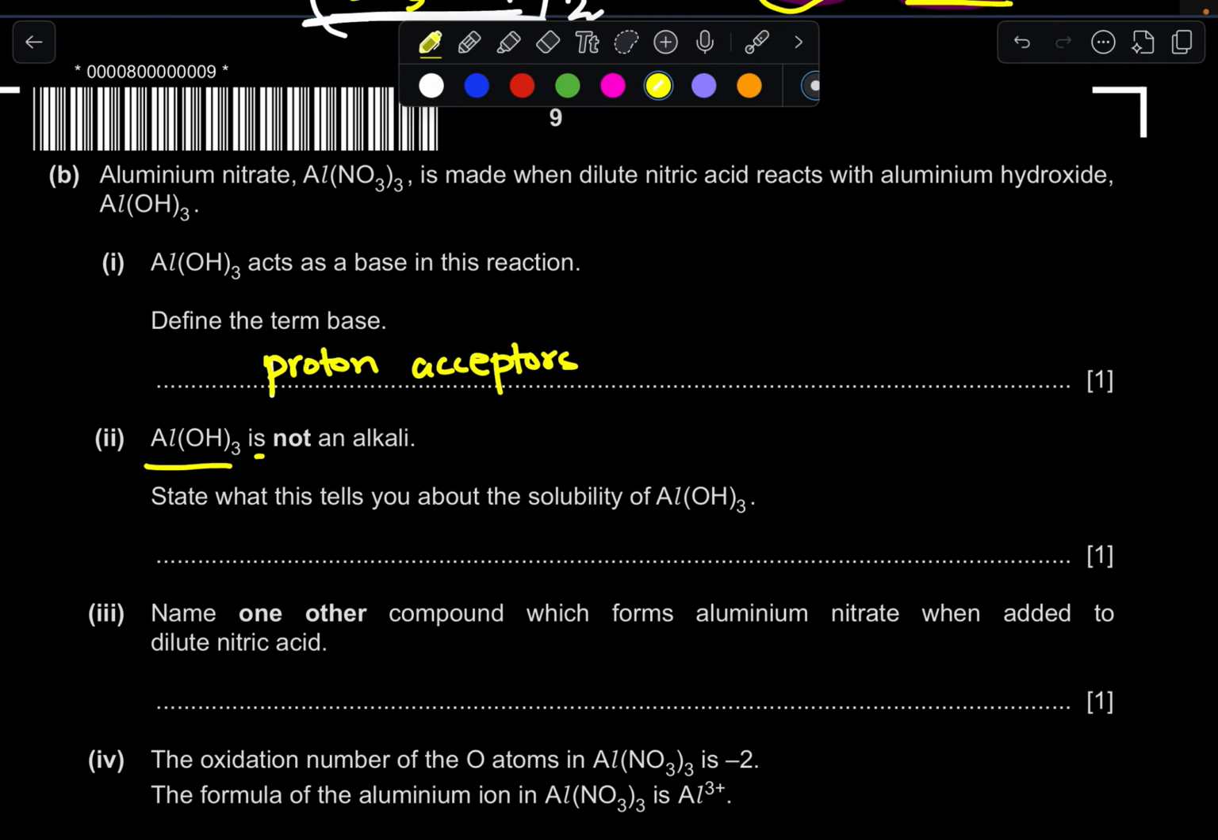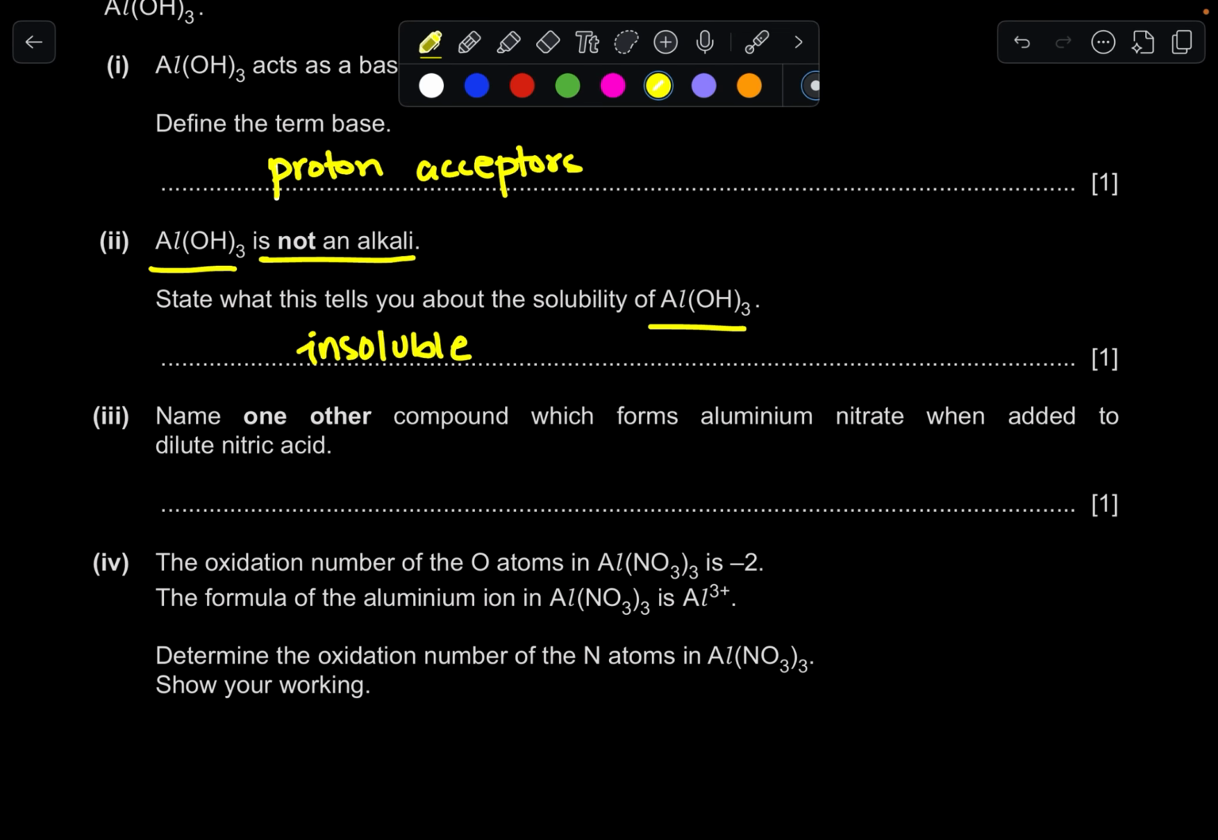Al(OH)3 is not an alkali because it's not soluble. Soluble bases are alkalis. What does this tell you about the solubility of this? It's insoluble, right? Name one other compound which forms aluminum nitrate when added to dilute nitric acid.